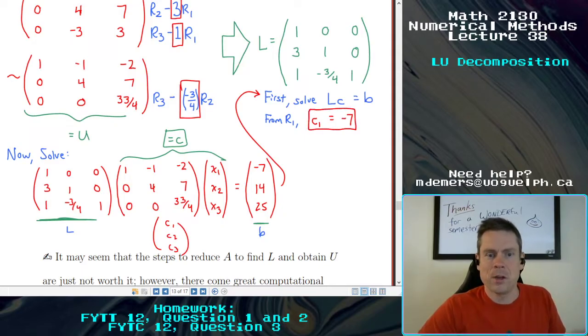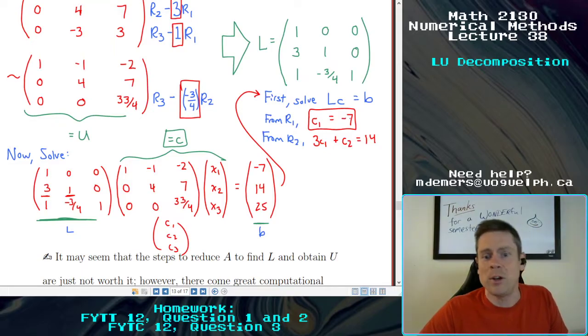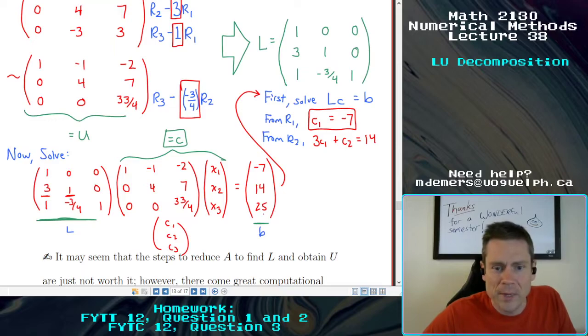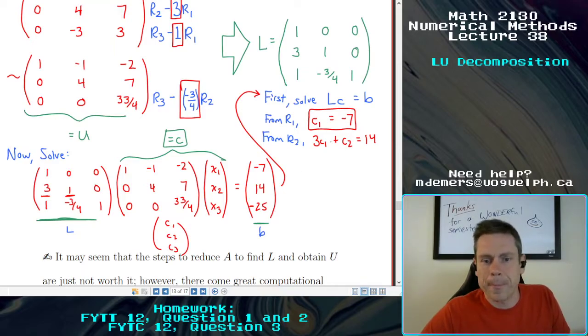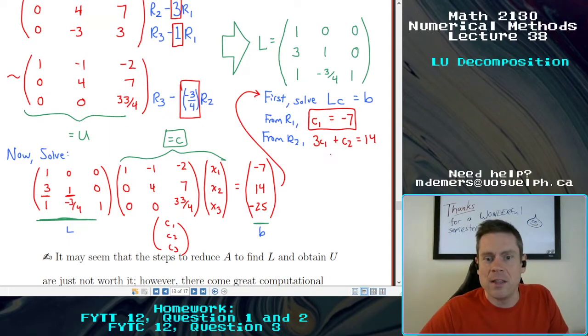No problem. Okay, let's do row 2. From row 2, we're going to have 3 times C1 plus 1 times C2 equals 14. So 3C1 plus C2 equals 14. C1 is negative 7, so it looks like we're going to get negative 21. Oh, this is supposed to be negative 25. Sorry. Negative 21 plus C2 equals 14. That's going to give us C2 equals 14 plus 21, which is 35.